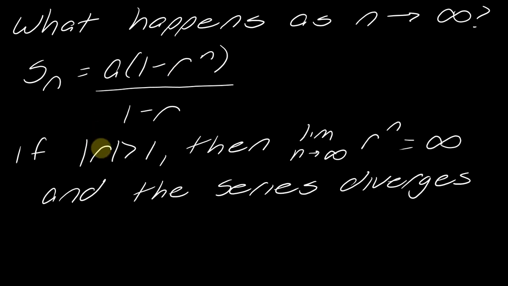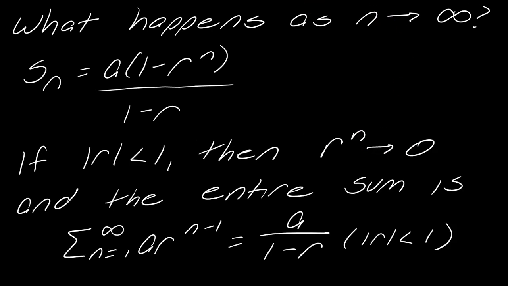So if the absolute value of r is greater than 1, if this is a number greater than 1, then what's going to happen is as n goes to infinity, this whole thing is just going to go to infinity, right? Because it's just going to explode in its growth. And so then the series is going to diverge.